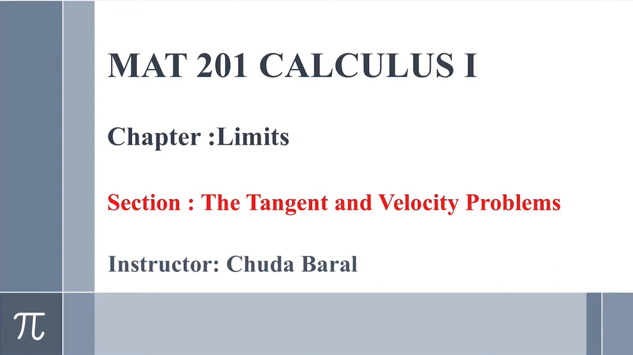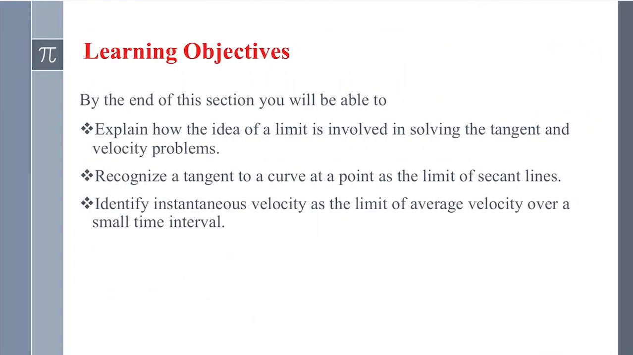We'll start Calculus 1 with the chapter on limits, and the section that we are going to start with is the tangent and velocity problems. In this section, we'll learn how the idea of a limit is involved in solving the tangent and velocity problems. We'll also recognize a tangent to a curve at a point as the limit of secant lines, and also we'll identify instantaneous velocity as the limit of average velocity over a small time interval.